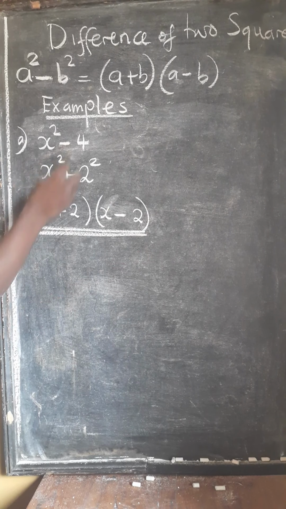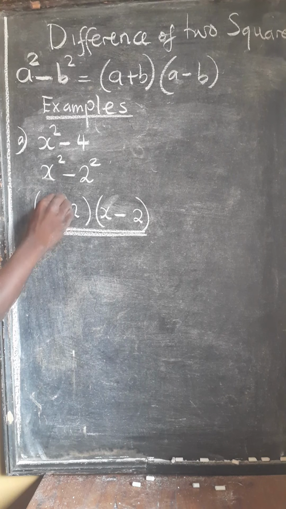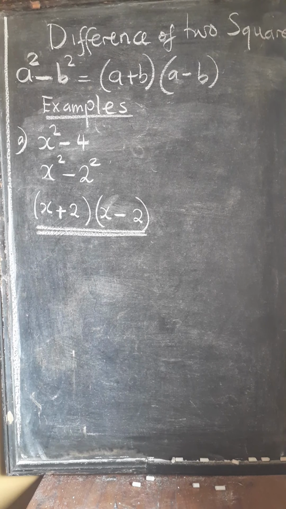Okay? We have a difference of two squares. This is very simple. Alright?